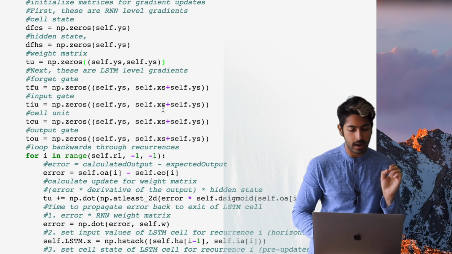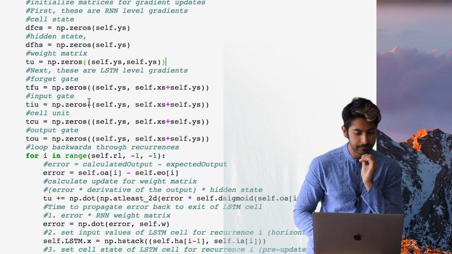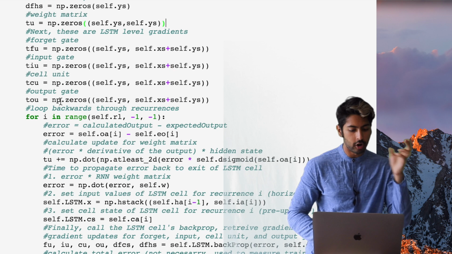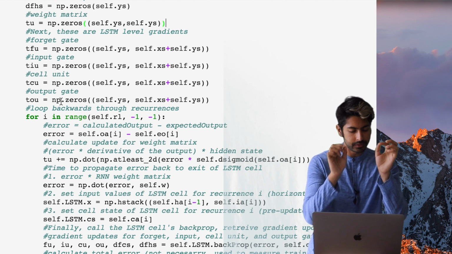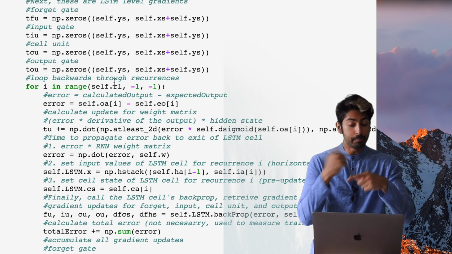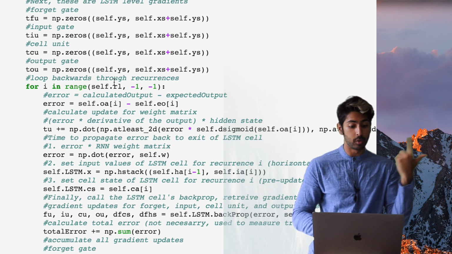And then our inner level parameters are those LSTM level gradients, right? So we want the gradient values for our forget gate, our input gate, our cell unit or state, and then our output gate, the internal ones. And so we're going to fill these out. So we're going to loop backwards, or backpropagate through time, through our recurrence.